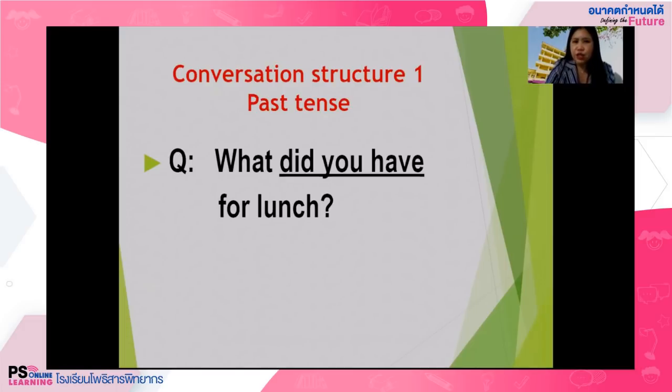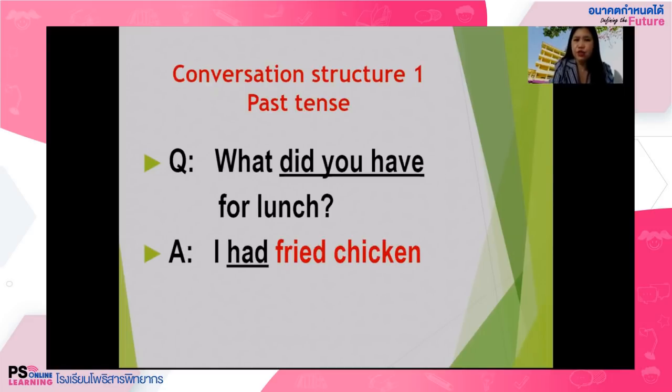And when you answer, you have to change have into past tense. What is the past tense of have? That is had. So you use I had and then say the name of the dish that you eat. So that is I had fried chicken. You can stop there. I had fried chicken. That's okay. Or you can add for lunch. I had fried chicken for lunch. So can you read those?